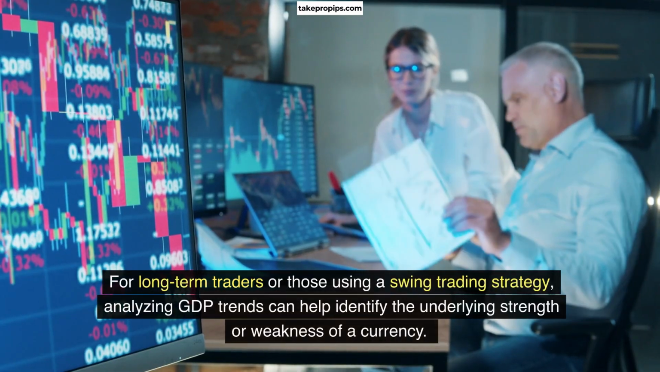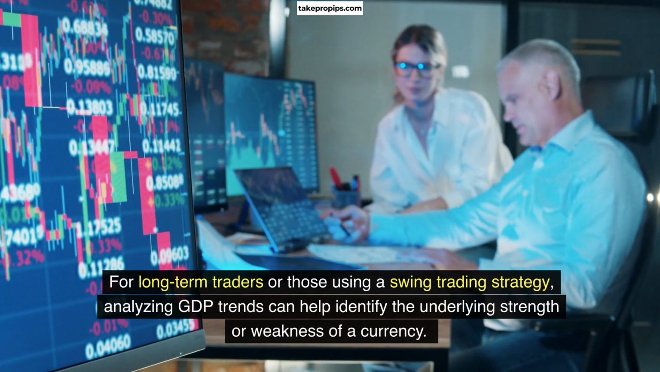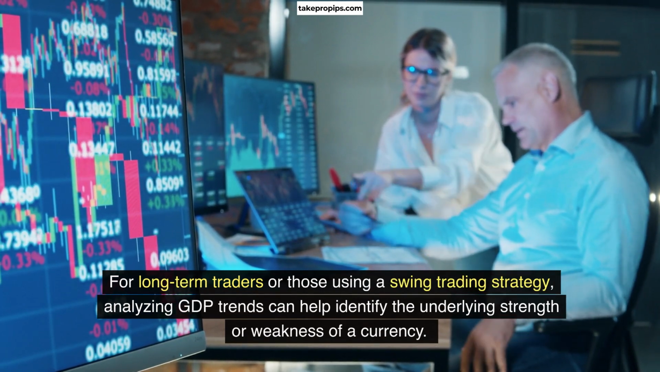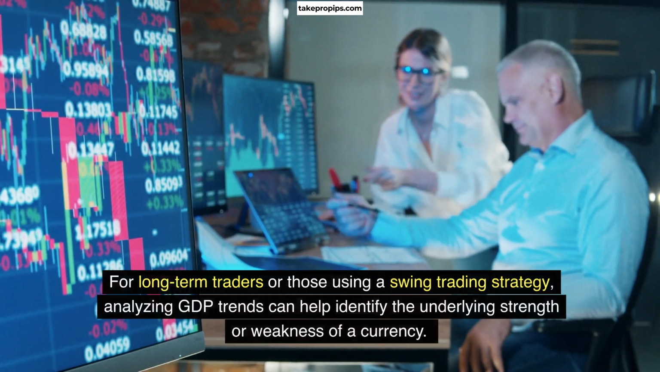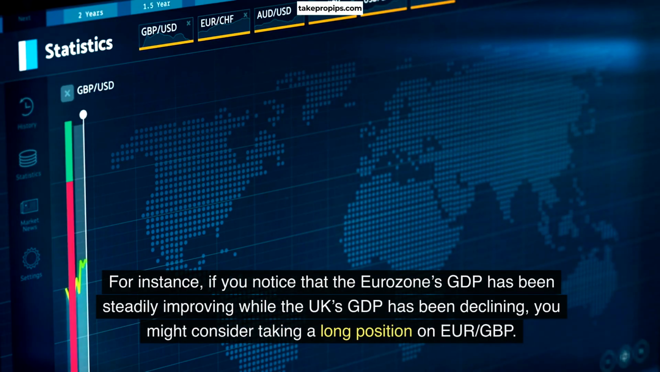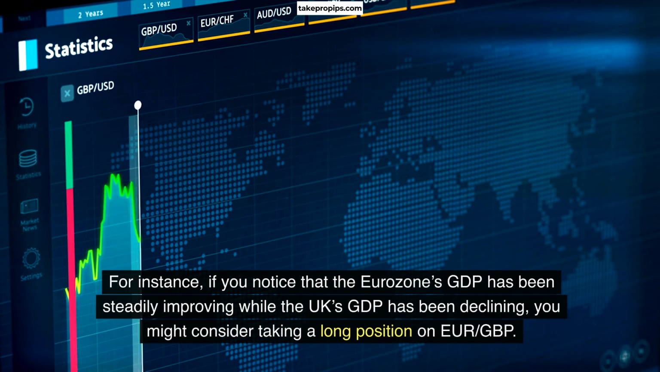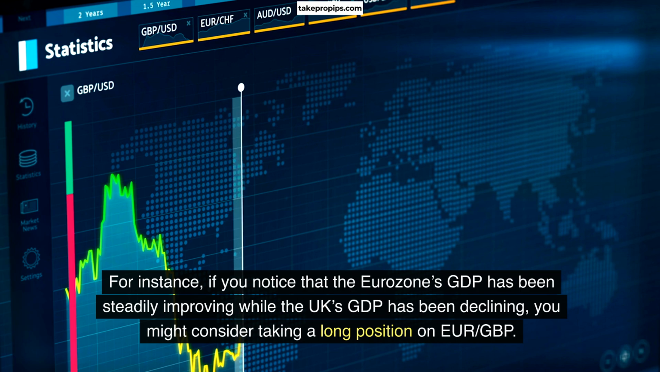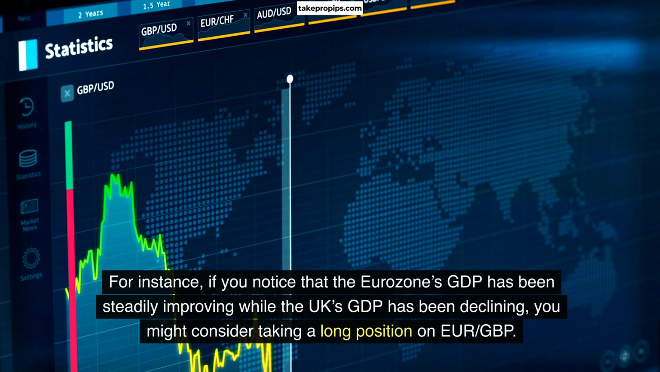For long-term traders or those using a swing trading strategy, analyzing GDP trends can help identify the underlying strength or weakness of a currency. For instance, if you notice that the Eurozone's GDP has been steadily improving while the UK's GDP has been declining, you might consider taking a long position on Euro GBP.